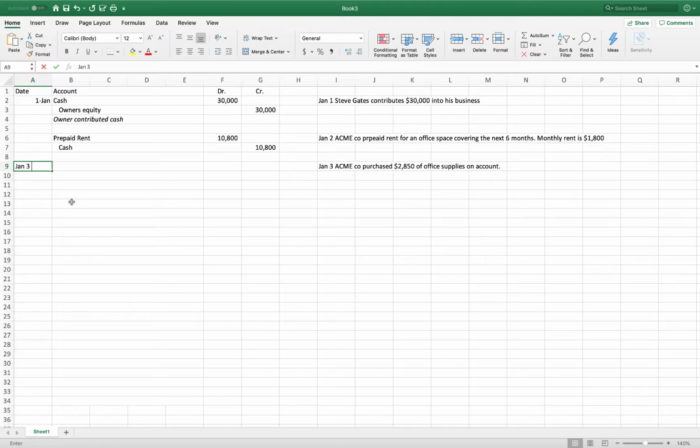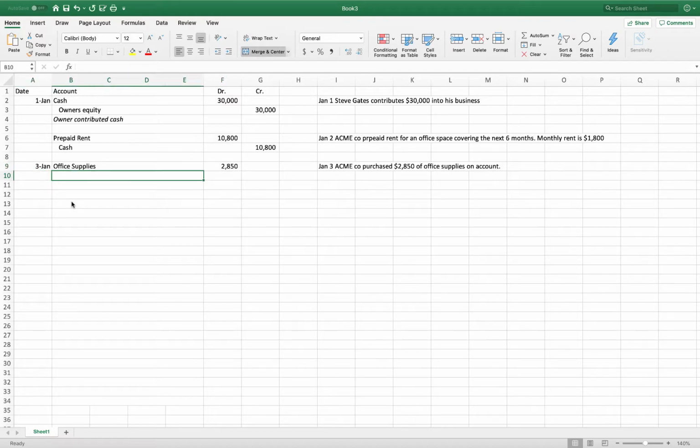So on January 3rd, I purchased office supplies on account. I already know I hit an asset. What is the asset that I'm hitting? Well, it's supplies, or office supplies. So I'm going to type in office supplies. Office supplies is an asset. I know my asset's going up. In order to increase an asset, I must debit it. So I'm going to debit office supplies for $2,850.